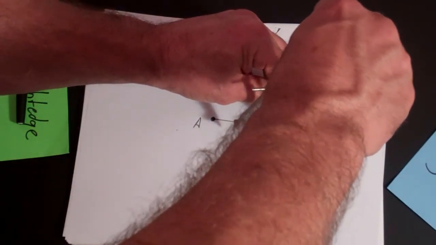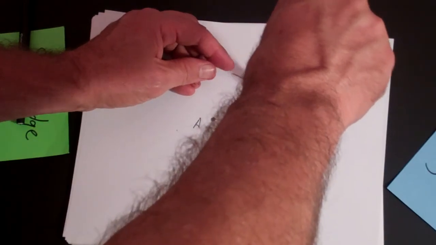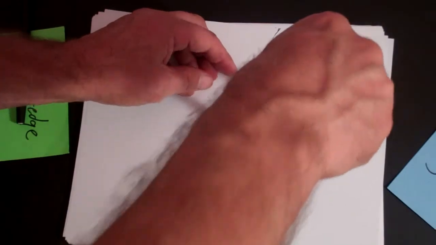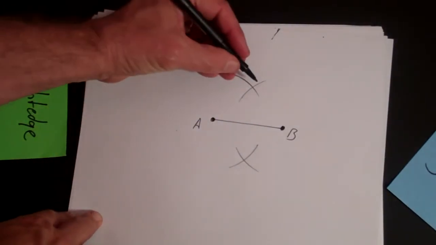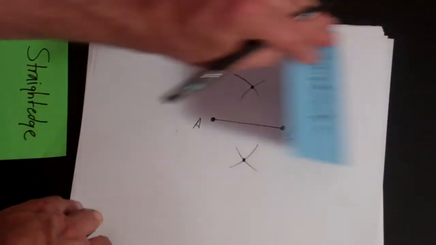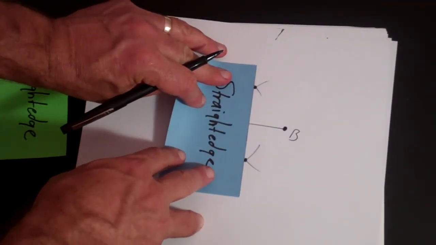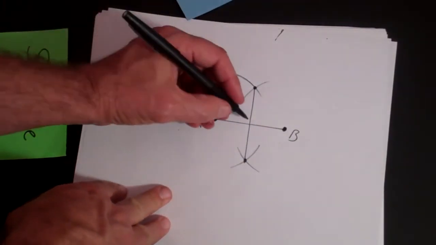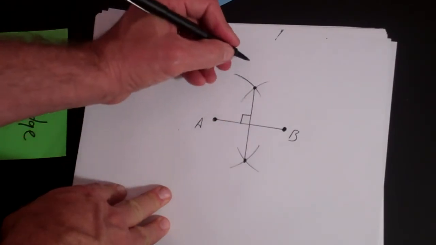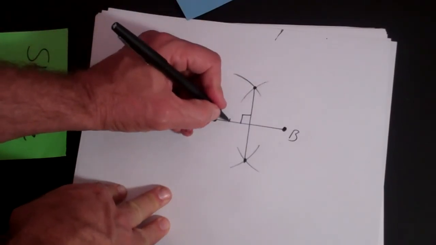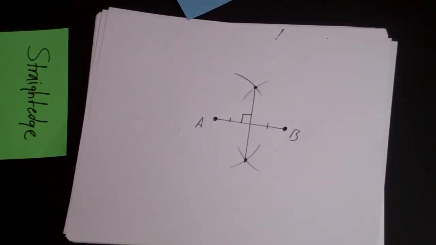Now using the same length, let's go to B, and draw the arcs so that they intersect. Where they intersect, let's put a small dot. Using our straight edge, let's connect those 2 dots, and what we'll see is we'll get the perpendicular bisector of a segment. This will be a 90-degree angle, as all 4 of these angles will be 90-degree angles, and this side will be exactly equal to that side.